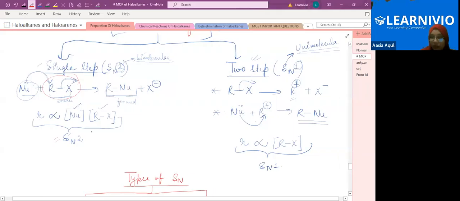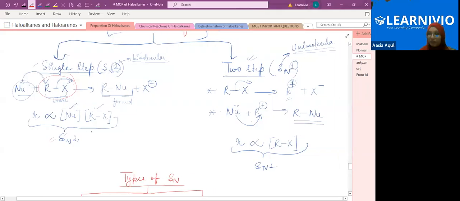Now, what is the SN1 type of reaction? We know that it is a unimolecular type of reaction, and it happens in two steps. The reaction mechanism has two steps. What is the first step? The formation of carbocation, or the breaking of the R-X bond.